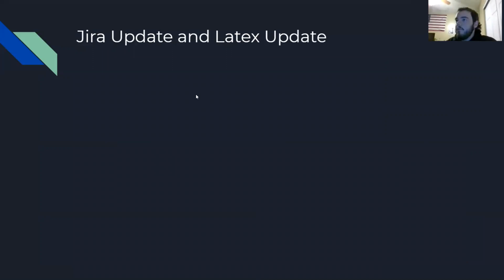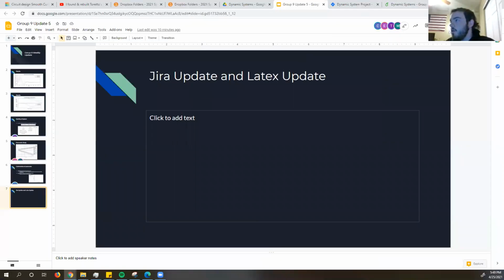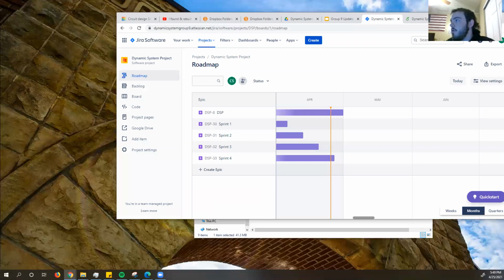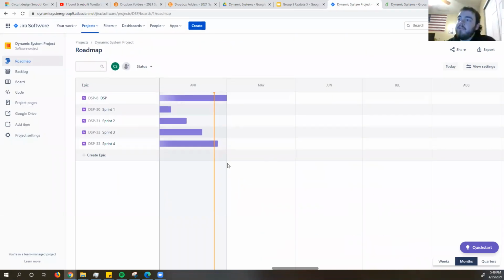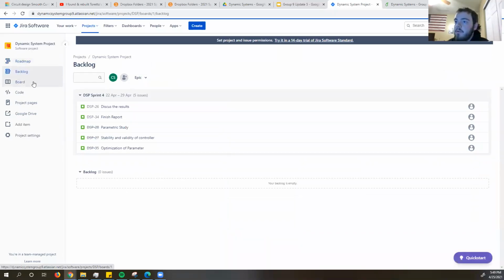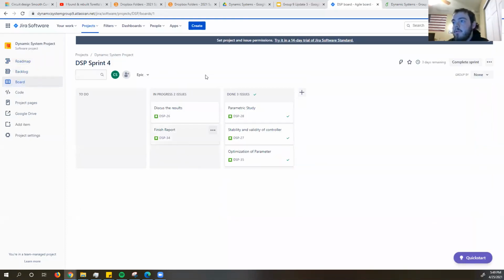Then I will go over a quick update from Jira and from our Overleaf report. As you can see, here's our overall timeline. We're just about to finish up sprint 4, and the whole project is due at the end of this coming week. From that, you can see our board.